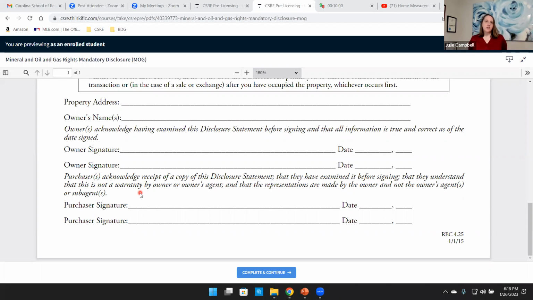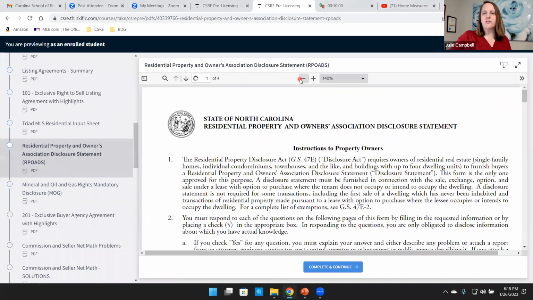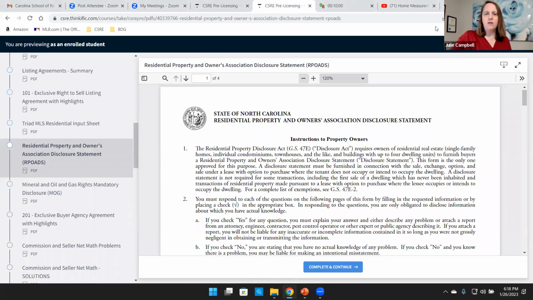If you're a buyer's agent that's interested in a for sale by owner, you may have to give the form to the for sale by owner and say, I need you to complete these for my buyers, right? We're aiding, we're helping this. We're making this happen. We just need to help a little bit. Questions on our seller disclosures, RPOs or MOG?